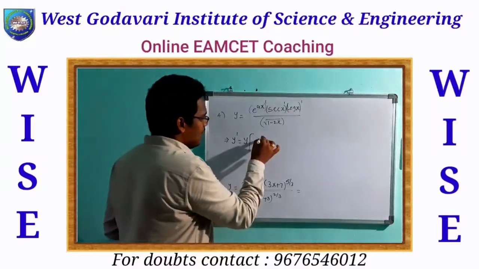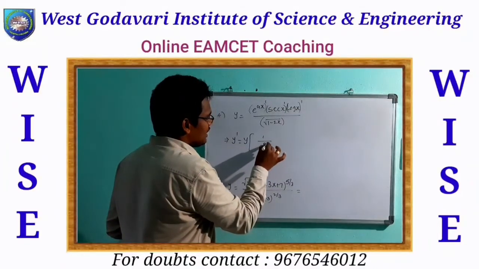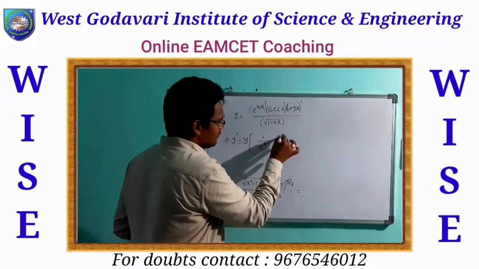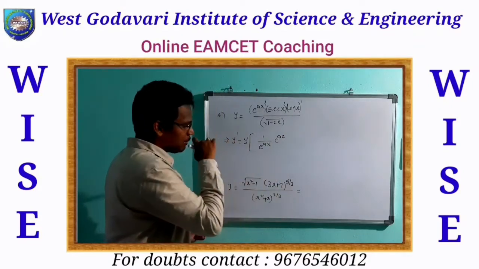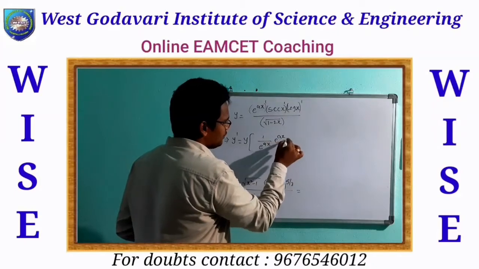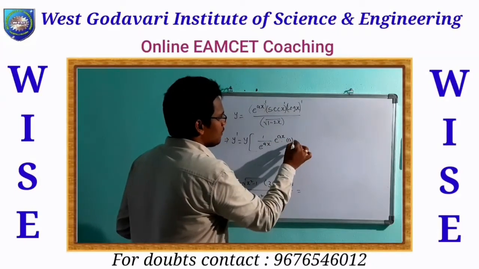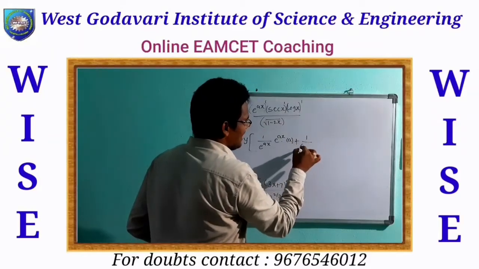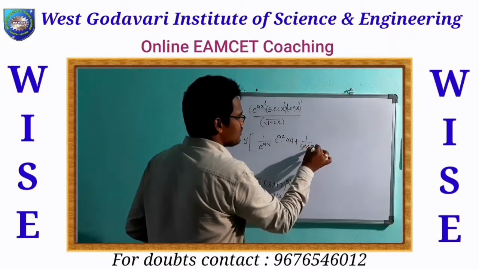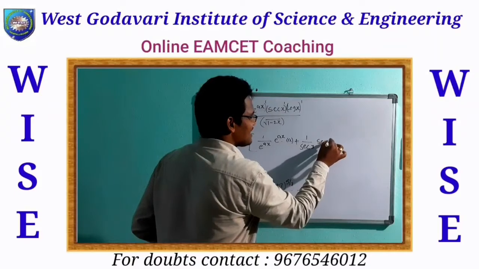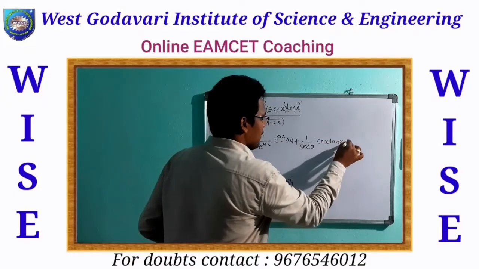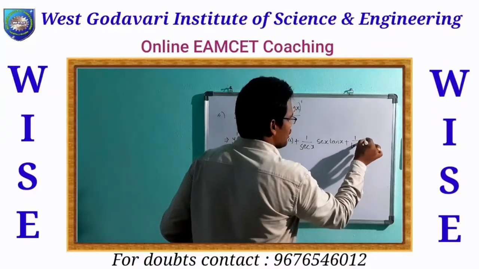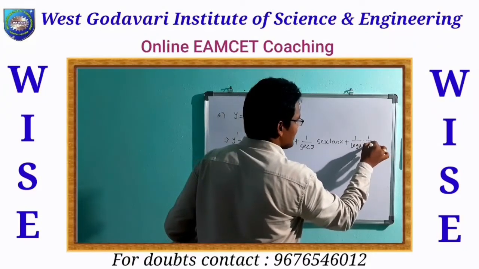So finally 1 by e power x, differentiation of e power x is again e power x, plus secant x, 1 by secant x. Differentiation of secant x is secant x tan x, plus 1 by log x. Differentiation of log x is 1 by x.